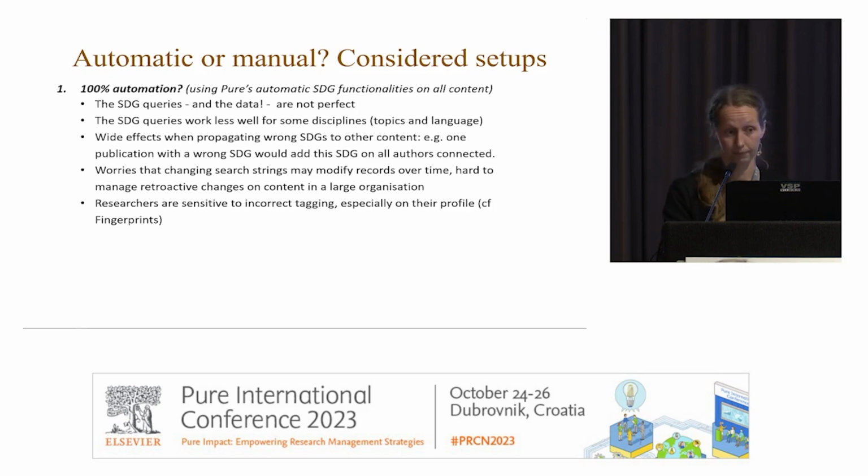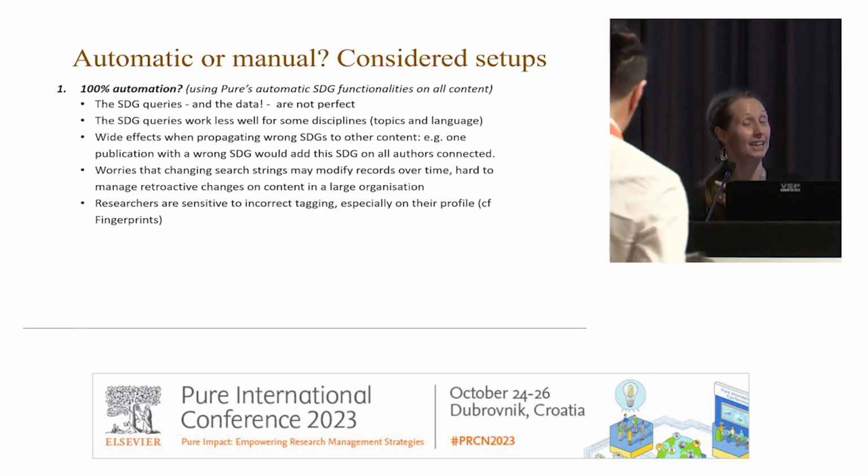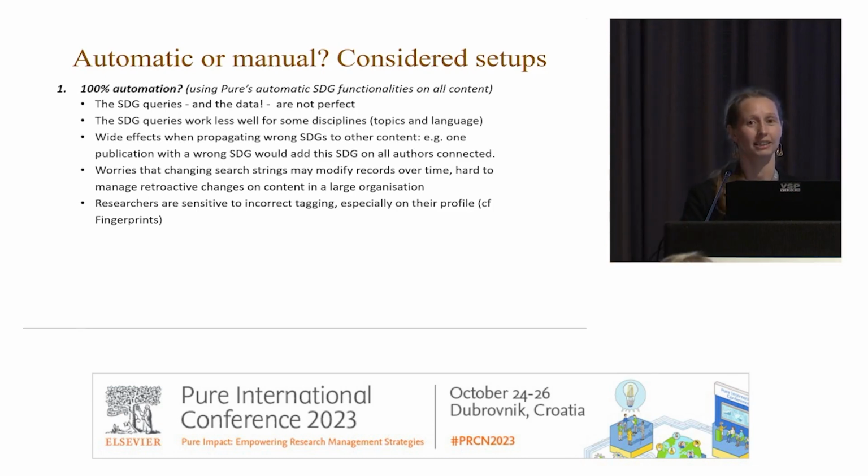And then we were concerned about the wide effects when propagating wrong SDGs to other content. So if we have one research output, which has 10 researchers connected to it, and there's one wrong SDG on that research output, that means that 10 researcher profiles will get the wrong SDG tagging, which is terrible when it comes to cleaning up that mess.